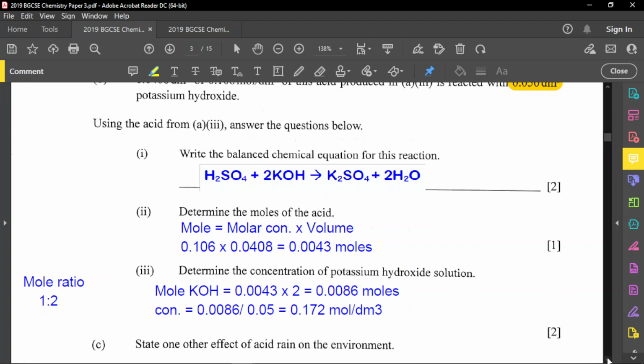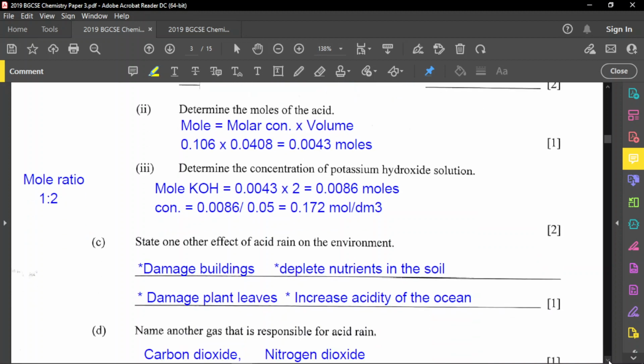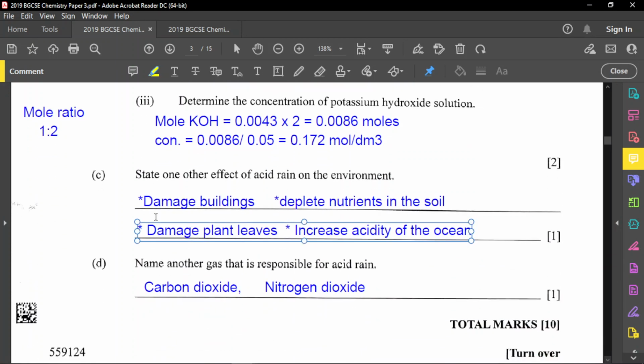All right, and so that is the concentration of potassium hydroxide. The next part of the question says state one other effect of acid rain on the environment. These are some of the other effects, even though there are more. Generally, you have damage to buildings, depletion of nutrients in the soil, and damage to plant leaves. You also have an increase in the acidity of the ocean as well.